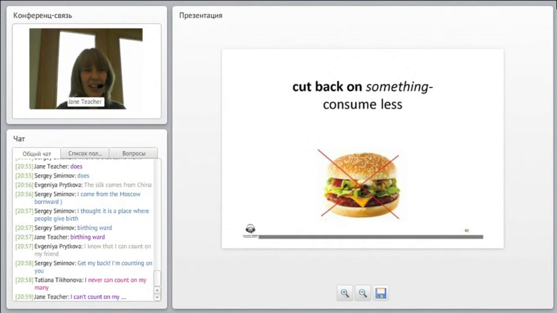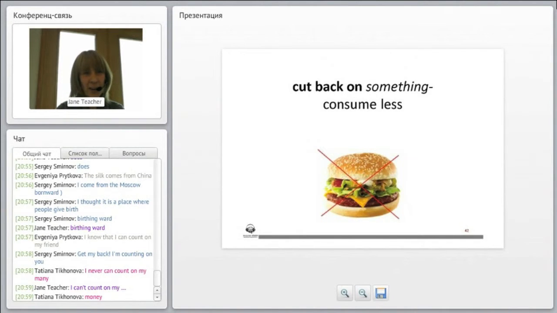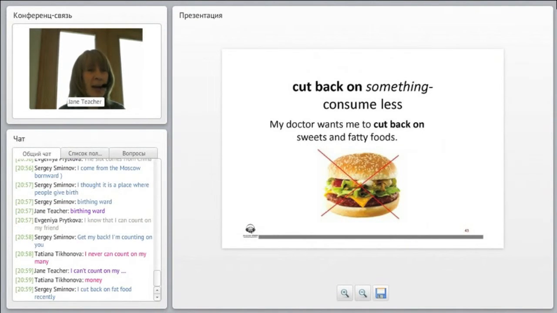Okay, the next one, cut back on. To cut back on something. Again, we can't separate. Oh, yes, Tatiana, that's good. I can't count on my money. Very good. Okay, so cut back on something. It means to reduce the amount you're eating or reduce the amount you're consuming. Consume less. So to cut back on something, here's an example sentence. My doctor wants me to cut back on sweets and fatty foods.